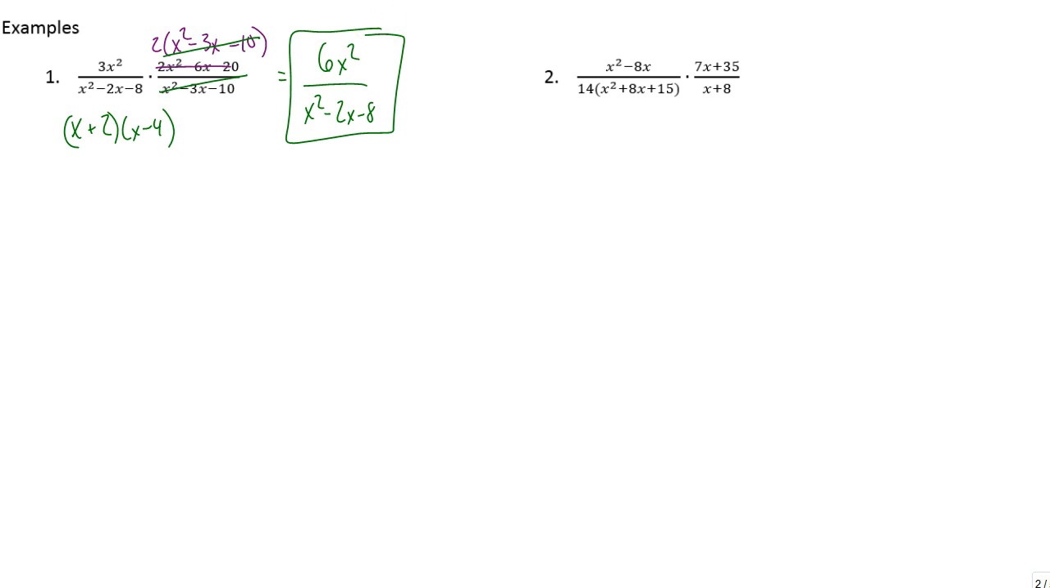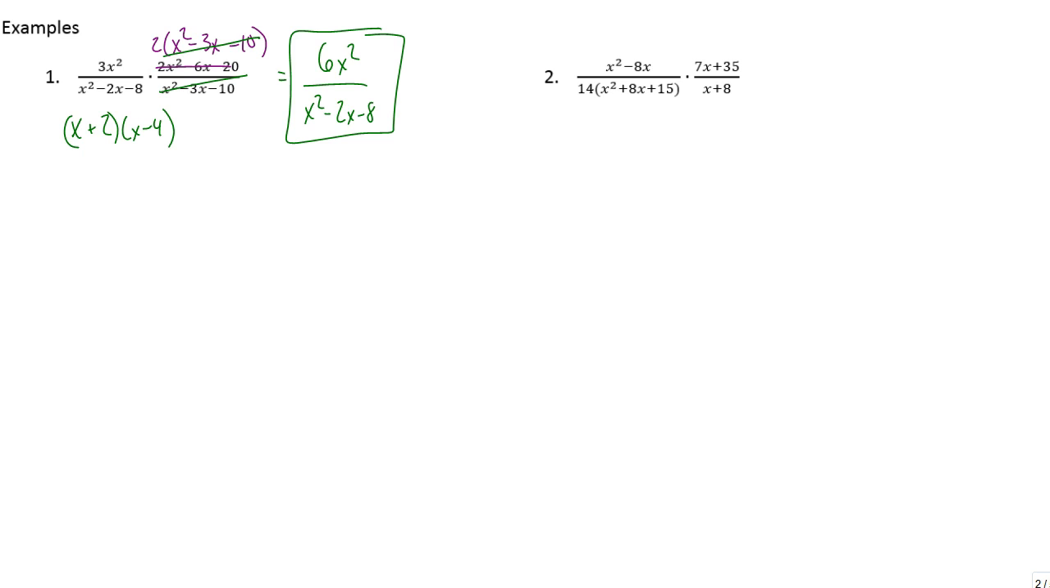Let's look at another one that's a little bit more complicated. Let's look at this next one where we have x squared minus 8x in the numerator, 7x plus 35 in the other numerator, and then in the denominator you can see we have 14 times that quantity, and then we have x plus 8. Now 3 of these parts can be factored in some way. Do you notice which 3? Hopefully you notice that the x plus 8 is the only one that can't be factored. But the other 3 either have a greatest common factor or we could use the X box.